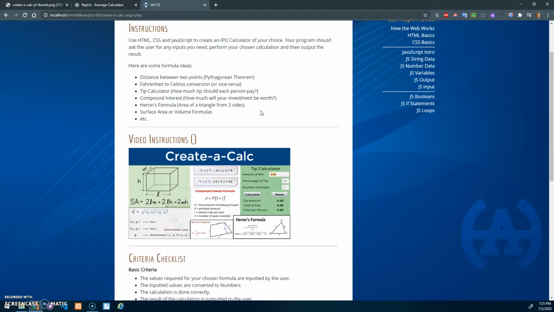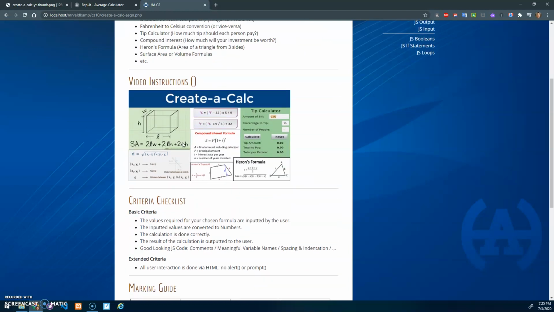Should be a fairly straightforward assignment if you understand all the lessons and the code alongs that we did. Just some practice for you to build it on your own from scratch. Okay.